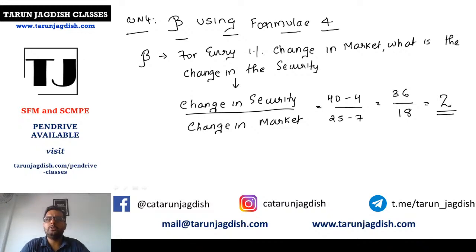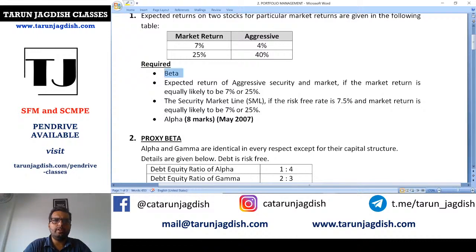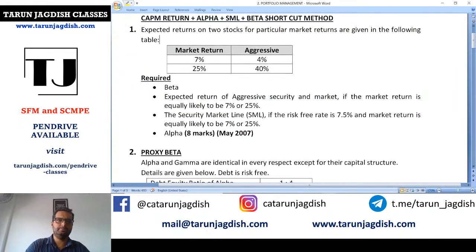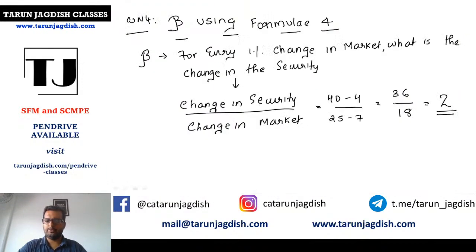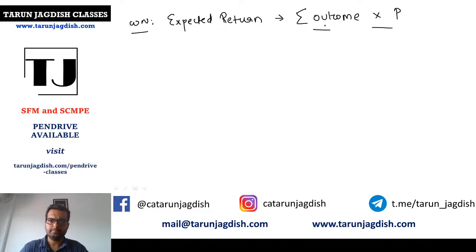Alright friends, shall we go and read through the next requirement now? We are done with beta. Now we'll go to the second one. Expected return of aggressive security and the market if the market return is equally likely to be 7% or 25%. So friends, the next working note heading will be expected return. We have already learned that expected return is nothing but sigma outcome into probability.